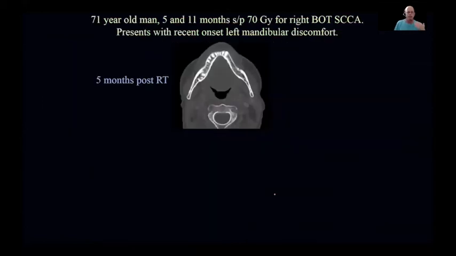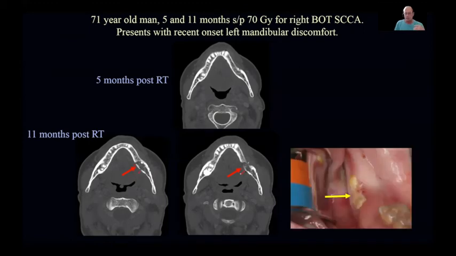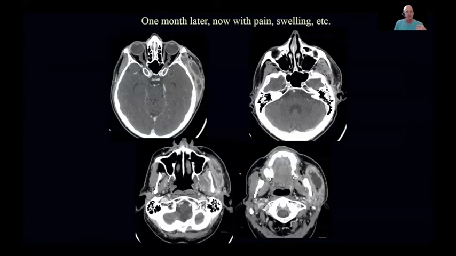This is a patient 5 and 11 months after 70 gray for a base of tongue cancer. We can see on the 5-month study the bone looks pretty good, but at 11 months there's a defect in the cortex of this bone and ultimately a sequestrum of dead bone. This is what the exposed bone looks like when you look in this patient's mouth. This patient progressed and ultimately ended up with a masticator space abscess, which is not an everyday occurrence, but it's not rare on a busy head and neck cancer service.